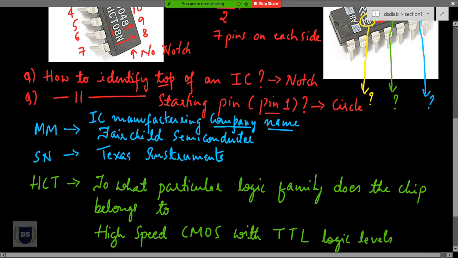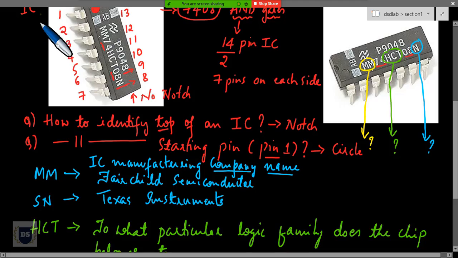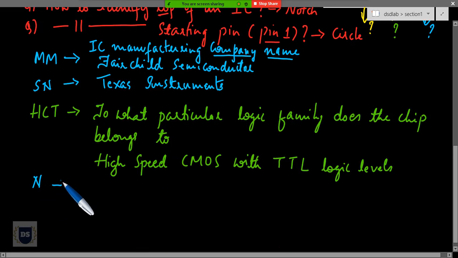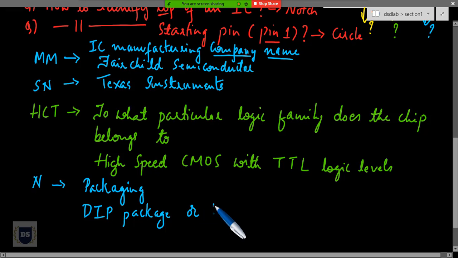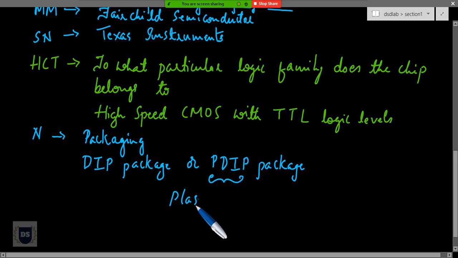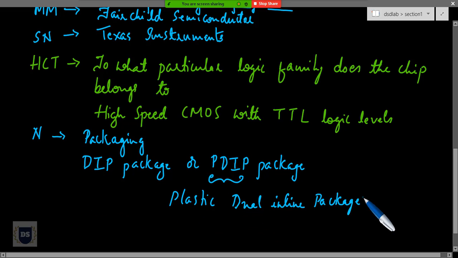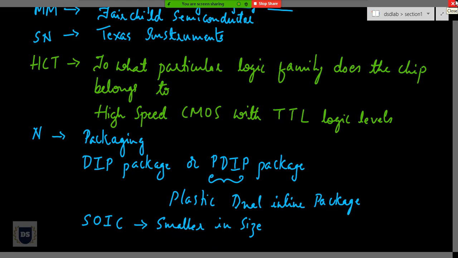And finally, what do we have here? Finally, we have N. Let's see what this N is used to denote. The last alphabet in the nomenclature is N, which is used to denote the kind of packaging. So N over here denotes that it's a DIP package. It's called a DIP package, or also a P-DIP package, where P-DIP is an acronym for plastic dual inline package. Over here we also have other kinds of packages, like SOIC, that are usually smaller in size. SOIC is an acronym for small outline integrated circuit.